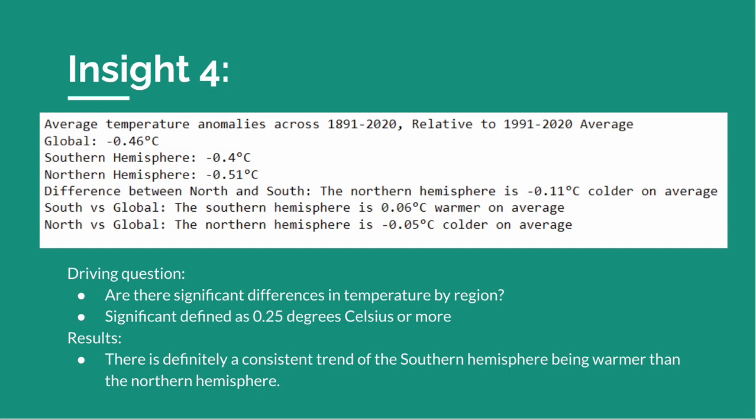Which is, are there significant differences in temperature by region? I define significant as at least a quarter of a degree Celsius or more, 0.25. As you can see in the result, the southern hemisphere is on average 0.11 degrees Celsius warmer than the northern hemisphere, and so there definitely is consistency in this trend, but I found that it isn't too significant.